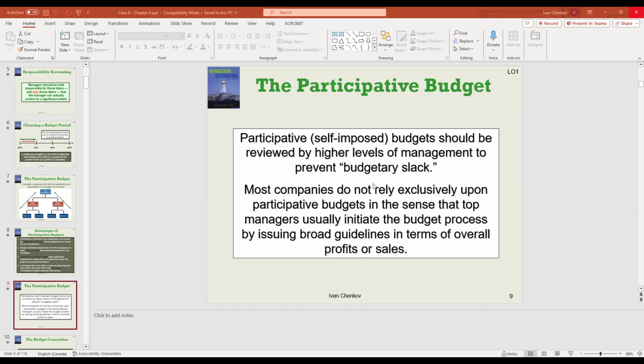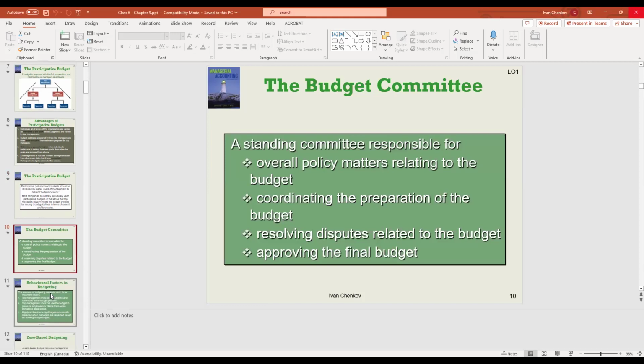So that's another thing that you have to understand. You have to understand when the people are creating the budgetary slack, and at the same time, you have to understand how to motivate and how to encourage the people to do the things that you want them to do. Now, the budget committee is the one who will be responsible for giving the guidance on the budget. That will be the budget committee. That will be a standing committee, which is responsible for the overall policy matters. That committee will coordinate the preparation of the budget, resolve the disputes related to the budget when we have budgetary slack or anything like that, and they're going to approve the final budget.